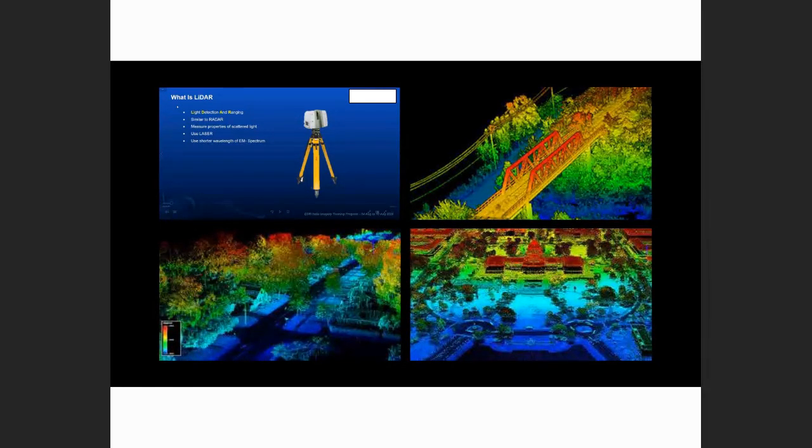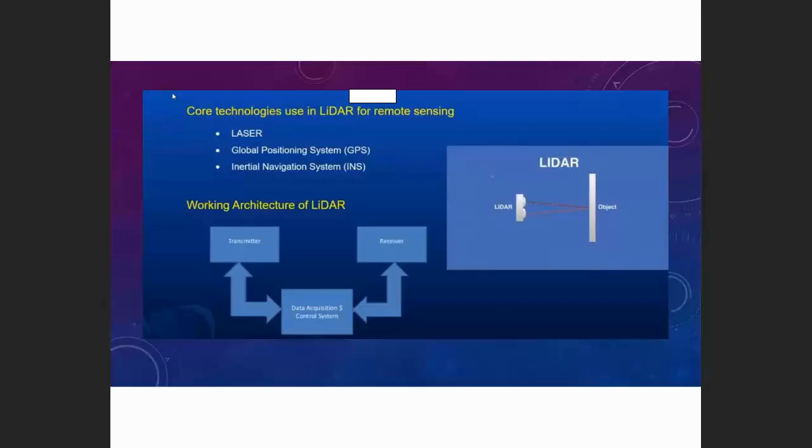Now, how the technique works. It is actually an animation, but as I made it in PDF, it is not working. Anyway, it is the core technology of how LiDAR works. Here we have a laser. Usually whenever you have a sensor like this, you have three things: the laser beam, the GPS system, and the inertial navigation system. These three things work together, and you can see the architecture of how the transmitter and the receiver are there.